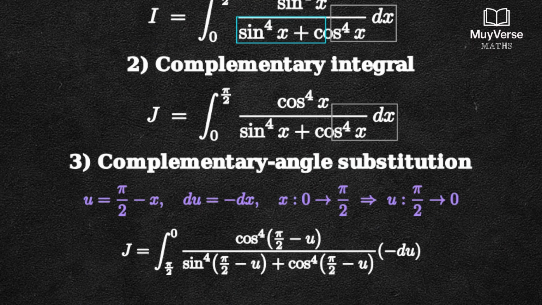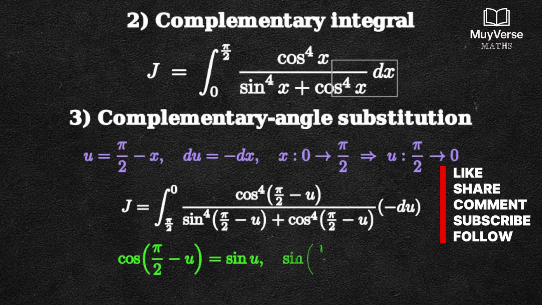to the fourth of (pi over 2 minus u) over sine to the fourth of (pi over 2 minus u) plus cosine to the fourth of (pi over 2 minus u) times negative du. Using the cofunction identities, cosine of pi over 2 minus u equals sine u, and sine of pi over 2 minus u equals cosine u.